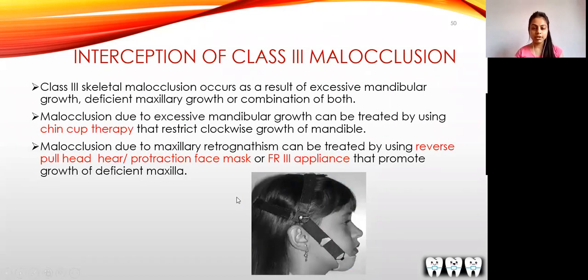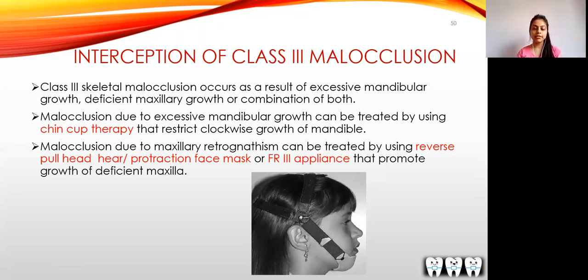Next is the interception of class 3 malocclusion. Class 3 malocclusion occurs as a result of either excessive mandibular growth or mandibular prognathism, or deficient maxillary growth or maxillary retrognathism, or a combination of both. Malocclusion due to excessive mandibular growth can be treated by the use of chin cup therapy, as shown in the figure, which consists of a chin cup, force element, and anchor unit. This chin cup restricts the clockwise growth of the mandible, and it redirects the growth of the mandible downward and backward.